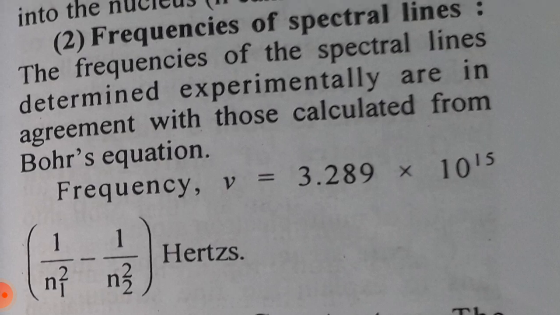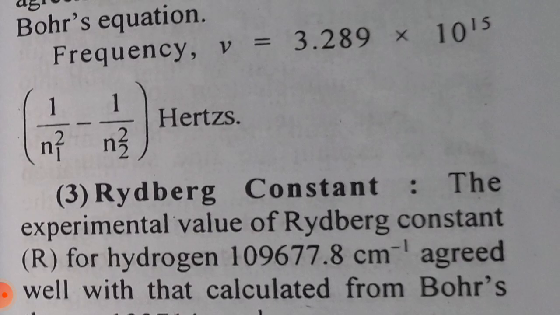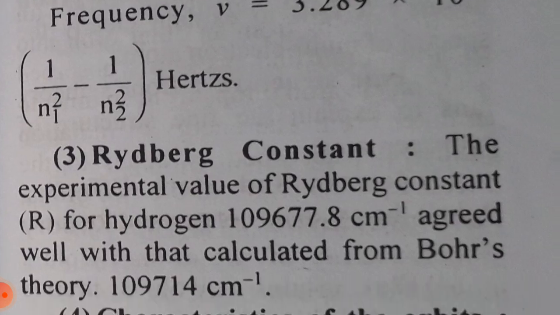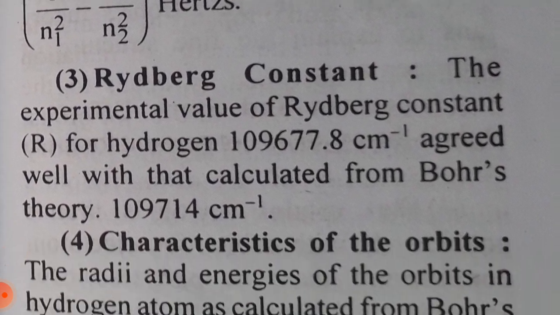Two, frequency of spectral lines. The frequencies of the spectral lines determined experimentally are in agreement with those calculated from Bohr's equation. Frequency nu is equal to 3.289 times 10 raised to 15 times (1 upon n1 square minus 1 upon n2 square) hertz.